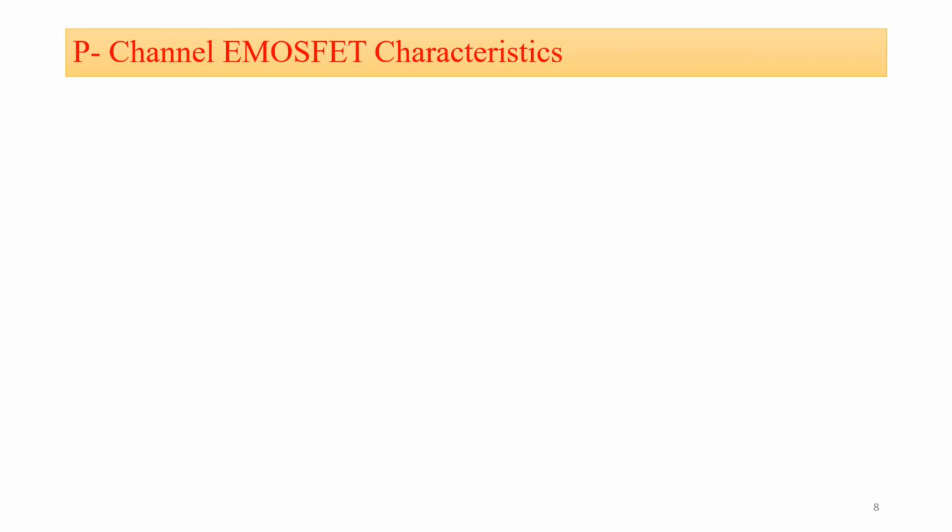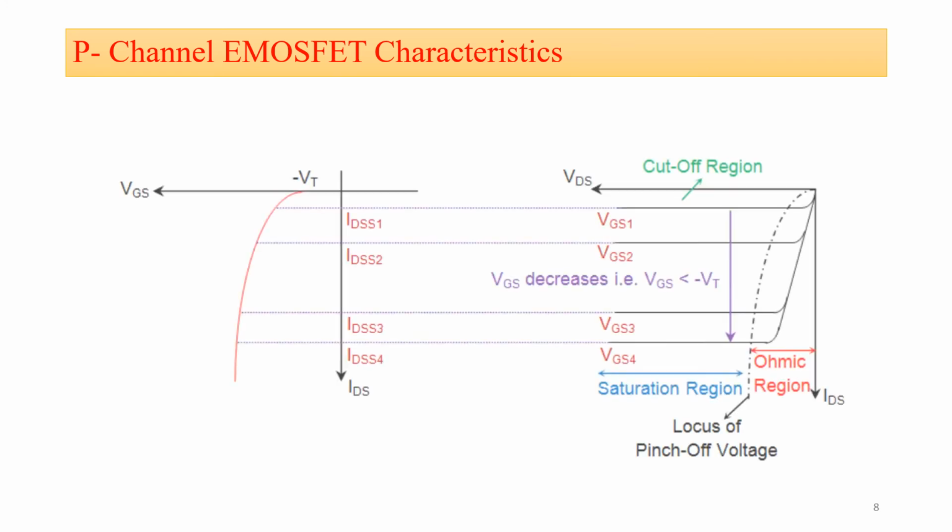Now the P channel e-MOSFET characteristics. Now picture shows the P-channel e-MOSFET characteristics. It is exactly a mirror image of the N-channel e-MOSFET characteristics. Now first graph shows the transfer characteristics, while the second graph shows the drain characteristics. Now the drain current increases with the increase in the negative gate to source voltage, because our VGS is negative.